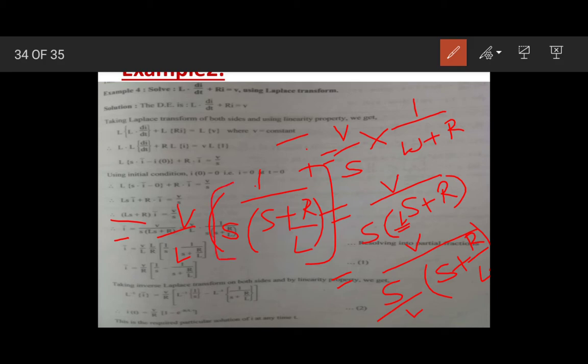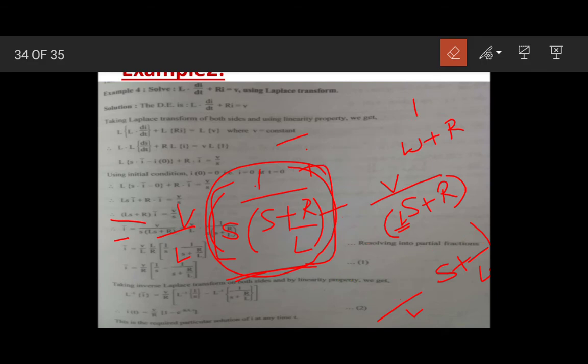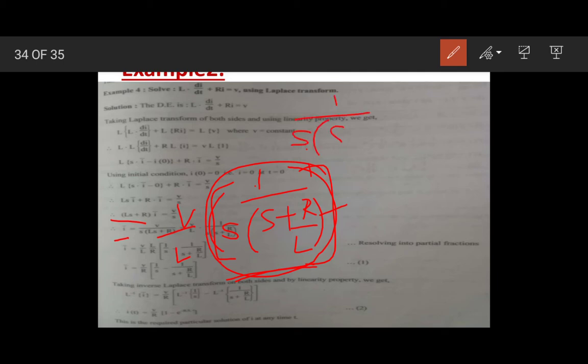Now next step is I am going to find partial fraction of this. That means partial fraction of 1 upon S into S plus R upon L. So let's find the partial fraction. As we know that factors are linear and different, therefore partial fraction will be A upon S plus B upon S plus R upon L.